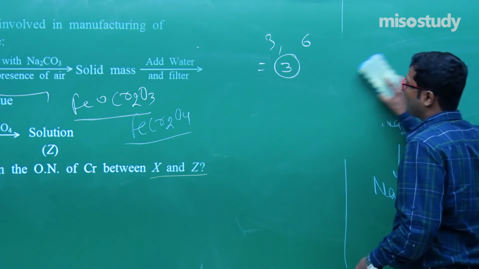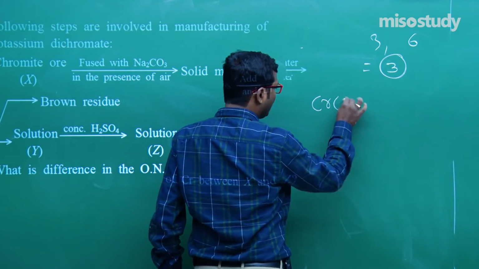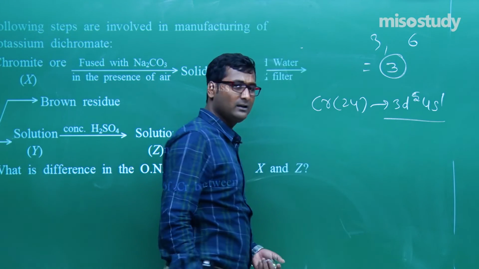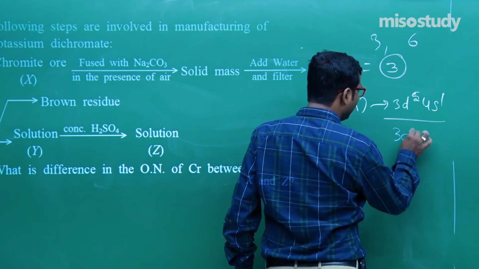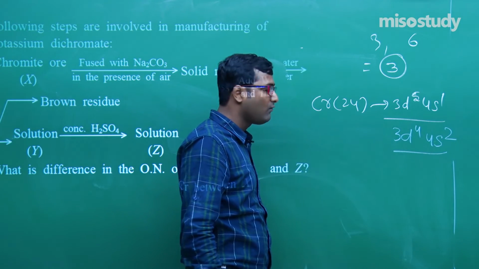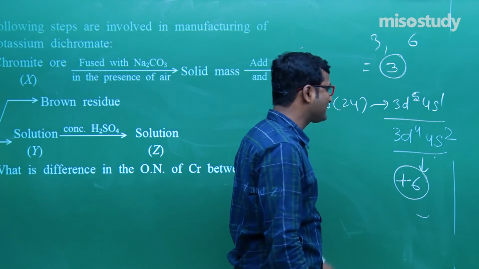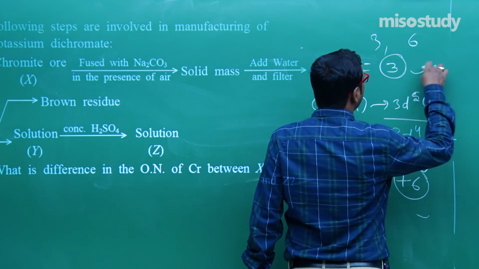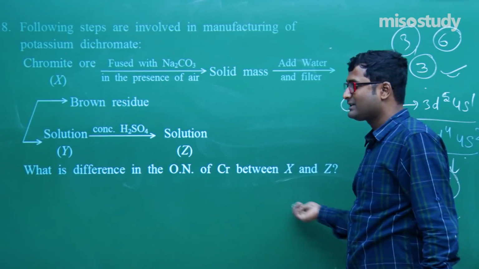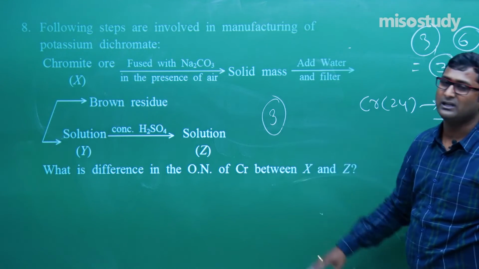But one more thing I am going to mention. Listen carefully. As we know, in chromium the final electronic configuration is 3d5 4s1. Clear? This is chromium. You can also write it like this, 3d4 4s2. Clear to you? Now how many electrons are there? 6. That is the complete oxidation state, plus 6, and in this case plus 3. Now we can say the difference is 3. So for this question we can easily explain the difference in oxidation number. The difference is 3. Clear? For the integer type question, 3 is the answer.